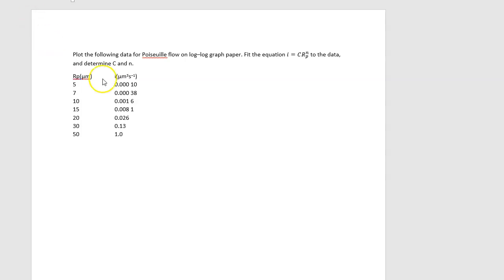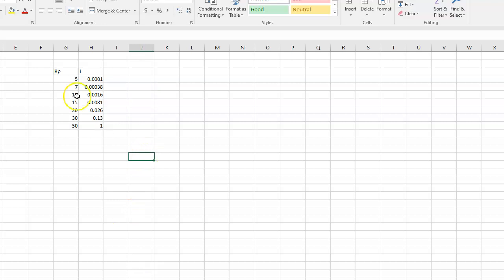All right, so we have the data. We just need to stick it into Excel. The book says do this by hand. I say that's a little ridiculous. So here's our data. What kind of plot do we need?